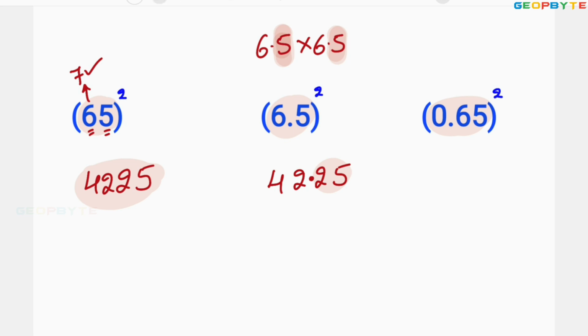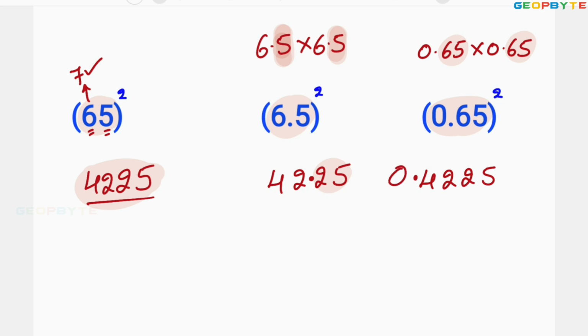Similarly, for the 0.65 whole square also, you take this value 4225. 0.65 whole square can be written as 0.65 into 0.65. You count how many digits are there after a decimal point. 2 plus 2, 4. You make a decimal point after 4 digits. Therefore, 0.4225 is the value of 0.65 whole square. I hope you are all clearly understanding.